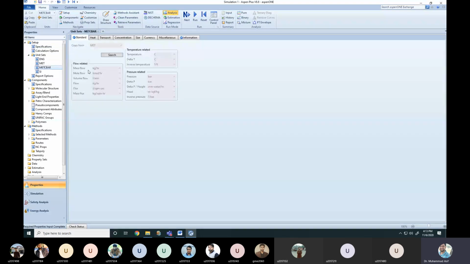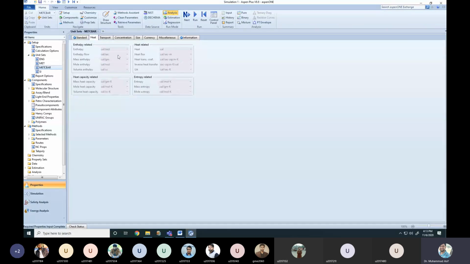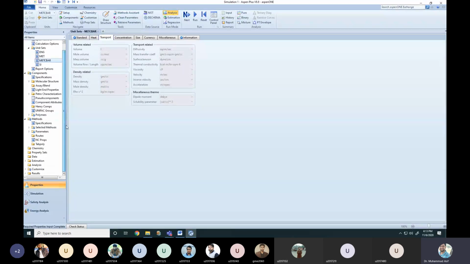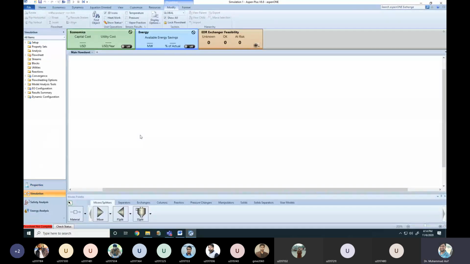As you see, the flow rate will be mentioned in kg per hour, mass, mole flow, volume flow, right? Similarly, the heat, you can see what are the properties of the heat, right? So these are the units that will be used in this simulation. Now the second part is developing the model, right? So this is the flow sheet on which you can develop your model.